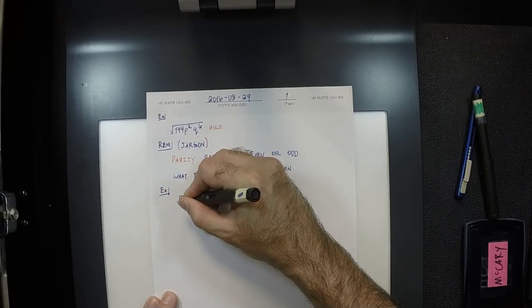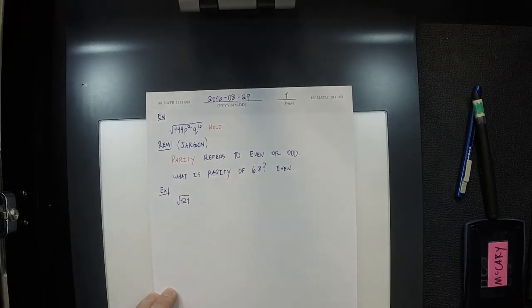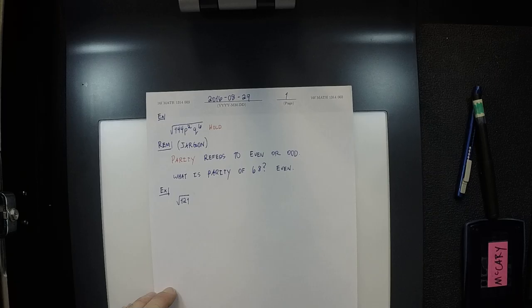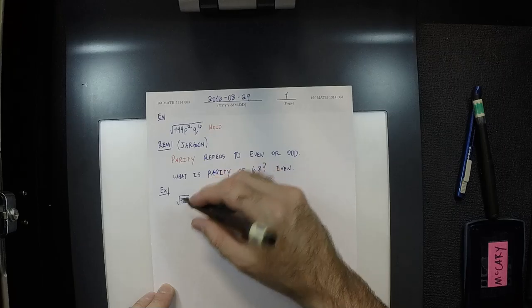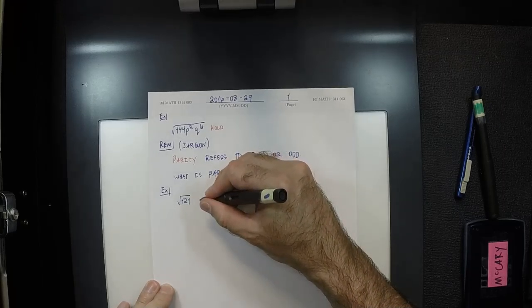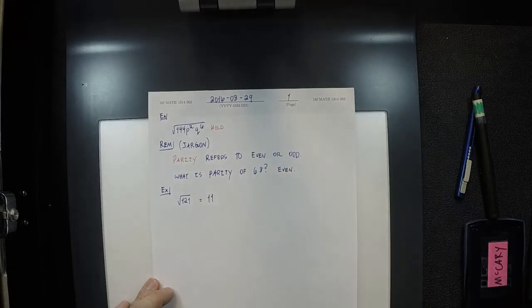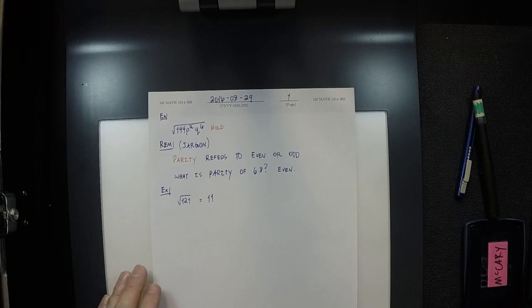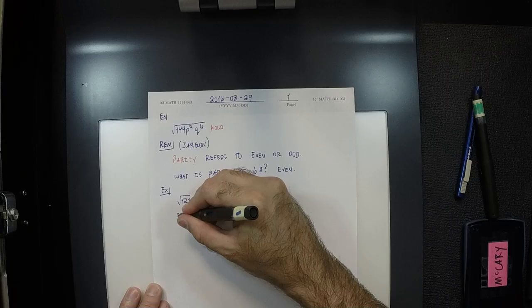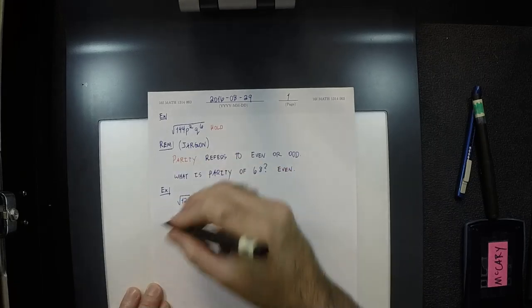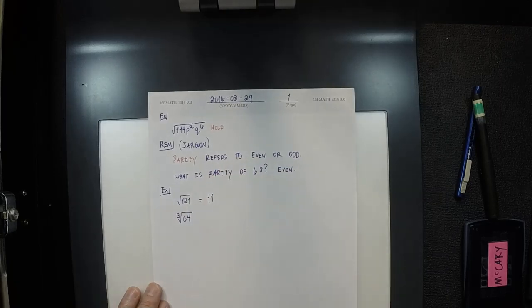Okay, so let's compute some radicals. How about the square root of 121? By the way, what radical is this? n is 2, so this is a second radical. What's the parity of this radical? The parity of the radical is even. So what is the square root of 121? 11. Is it plus or minus 11? No, it's just 11.